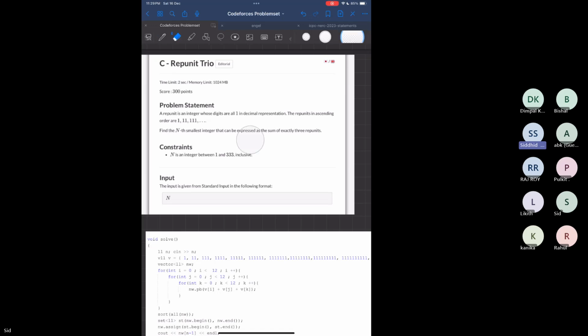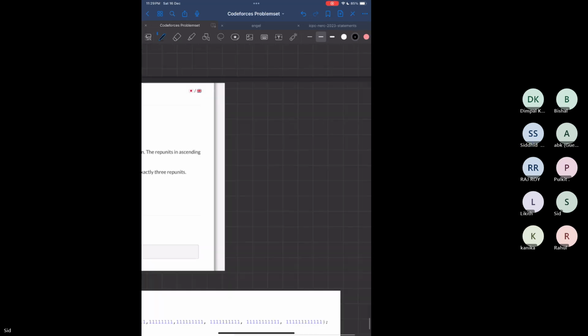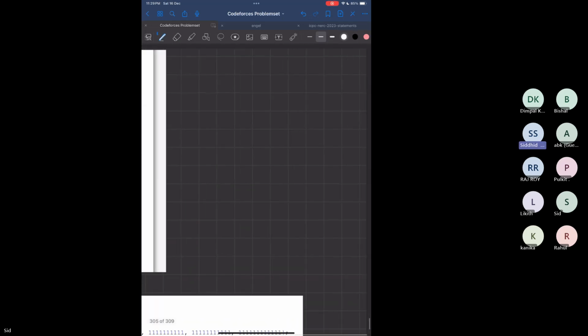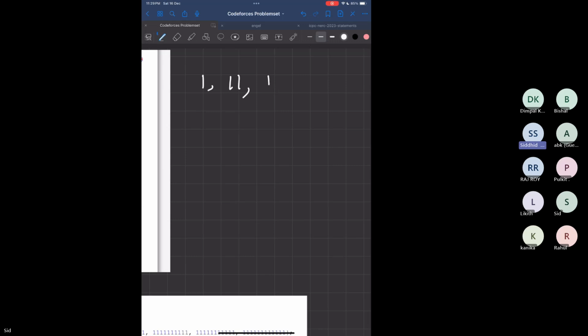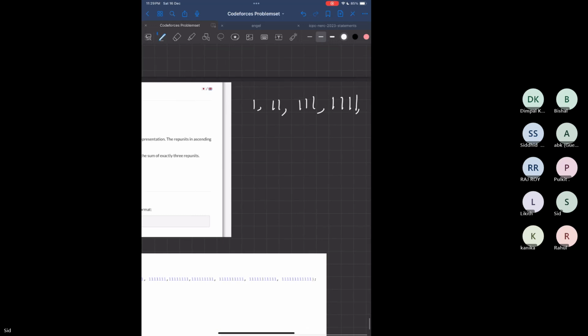Okay, so let's see how it looks. Our repunits are like 1, 11, 111, and so on. Suppose we are taking these three. So the sums can be 3, 12, 21, 111, 112, 123, stuff like that.